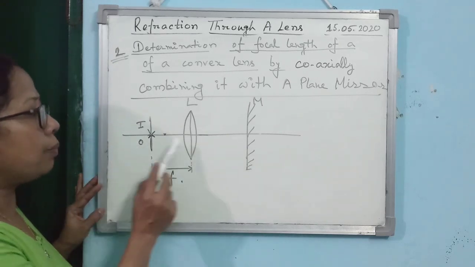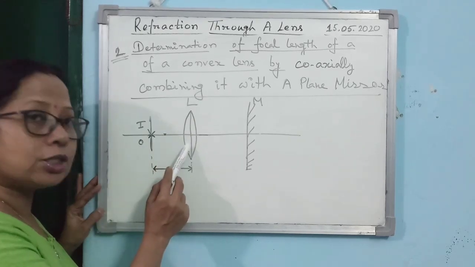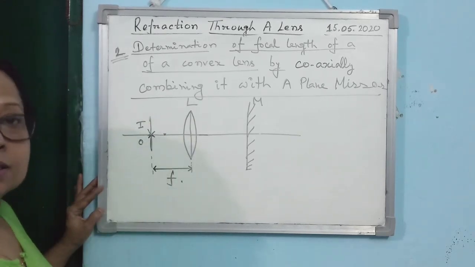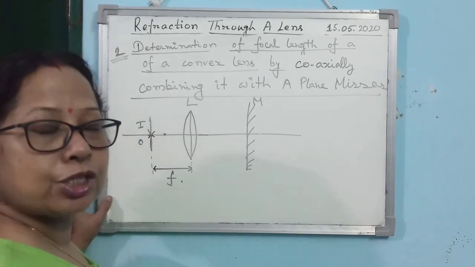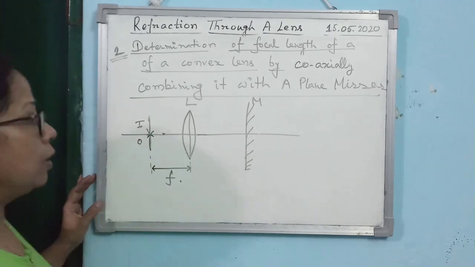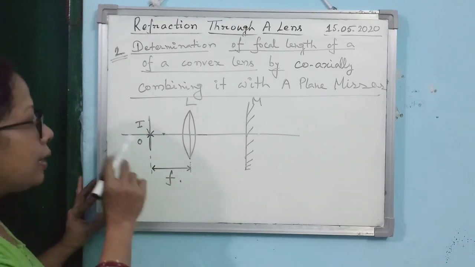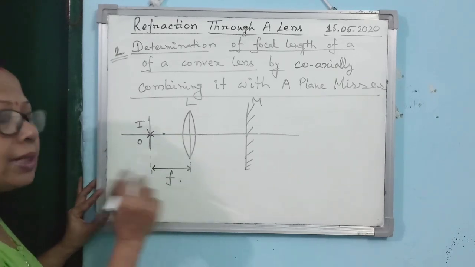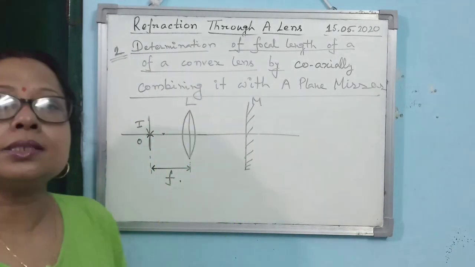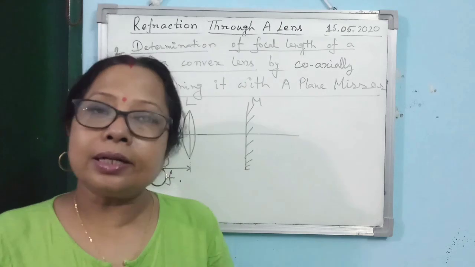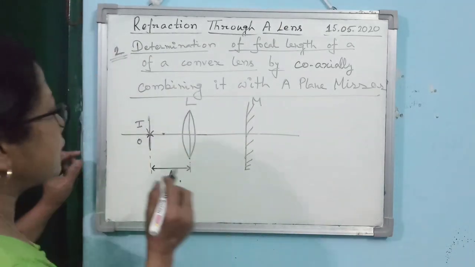First of all, you will keep the object near the lens. Then you shift the object towards the lens or away from the lens, so that object and image are produced at the same position. When you obtain this, you stop all kind of movement and measure the distance between the object and the lens. That will give you the focal length. So this is the method of how you can determine the focal length. Now the question is, what is the physics behind it? So let us try to find out.